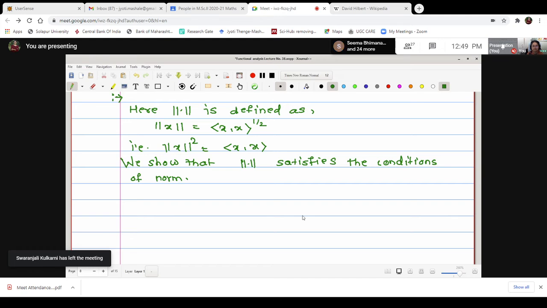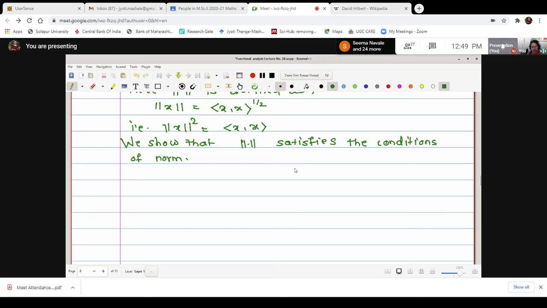Norm of x is greater than or equal to 0. Yes. Second? Norm of x is equal to 0 if and only if x is equal to 0. Good. Third one? Norm of x plus y is less than or equal to norm of x plus norm of y. Yes, good. Fourth one? Norm of alpha x is equal to mod of alpha into norm of x. Good.